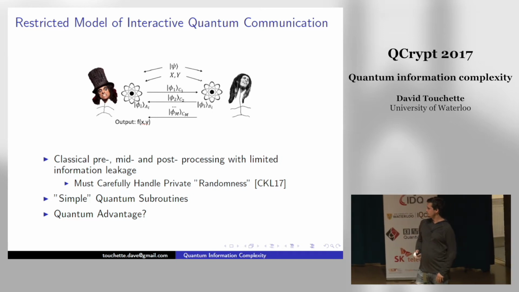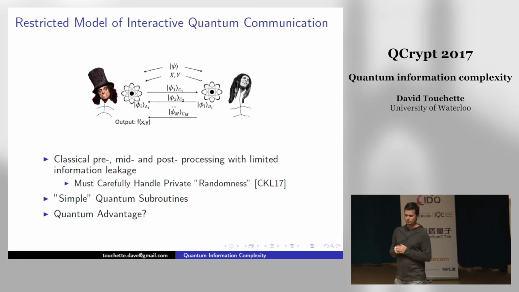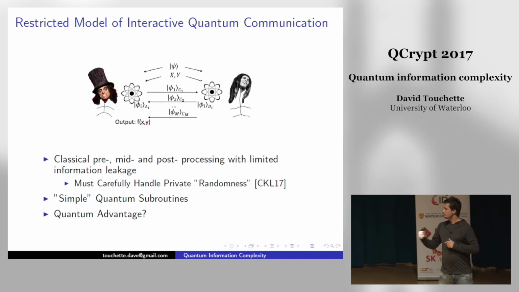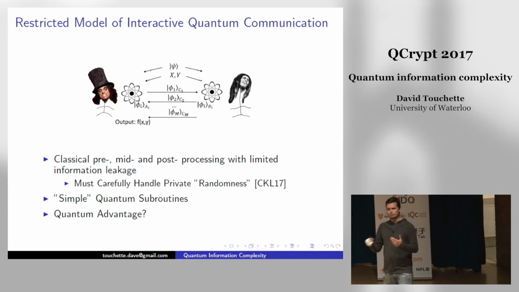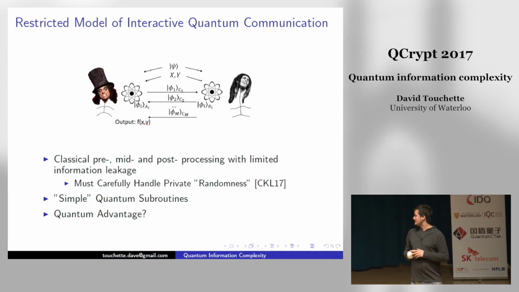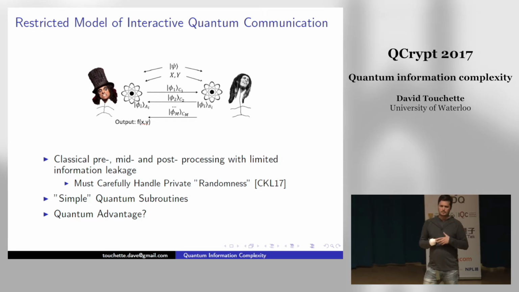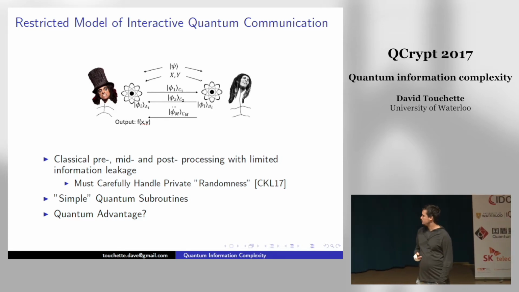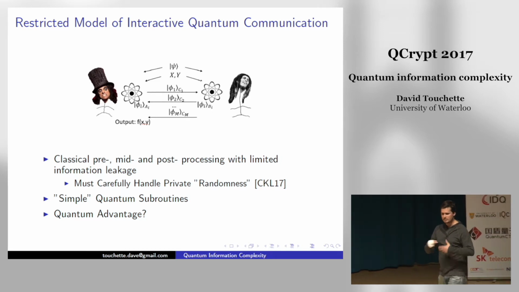So can we have a more restricted model of interactive quantum communication that's still interesting and can lead to quantum advantages? For example, we might allow ourselves to have classical pre-, mid-, and post-processing and classical communication, as long as it has limited information leakage. This classical processing is something we can do very efficiently. But then we'd like to keep the quantum subroutine part of the protocol fairly simple in comparison.